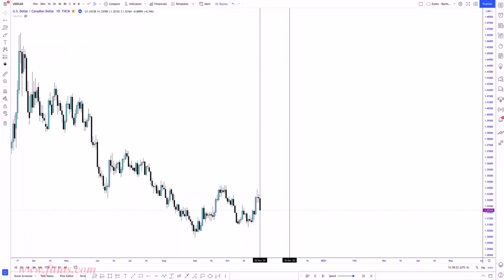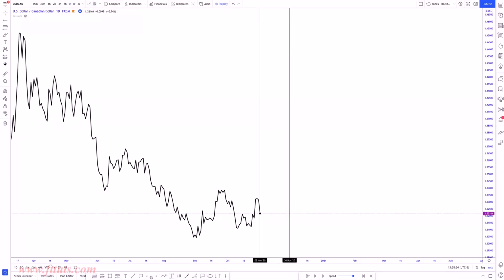So starting on the line chart, all you want to do is click up on the line chart up here, click on your horizontal ray tool, and you just want to focus on the most recent price action, and by looking left to see what key reversal points or key points of structure in the market we need to mark up that are relevant to current price.